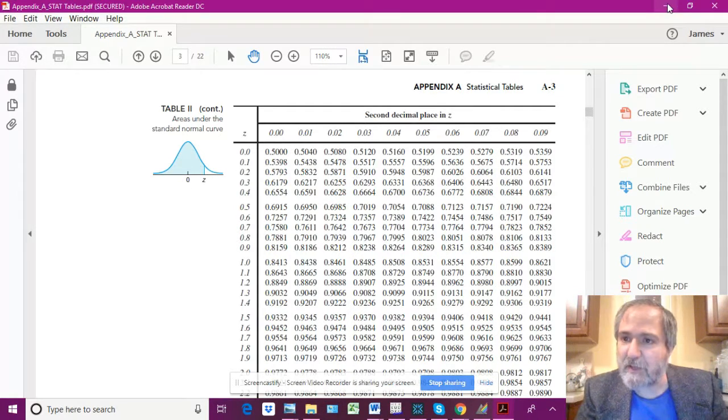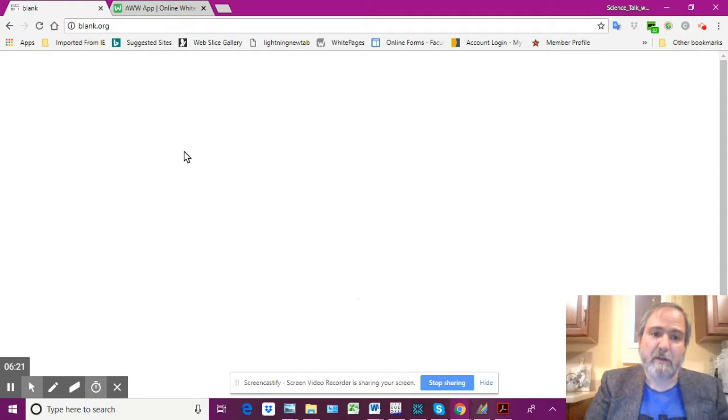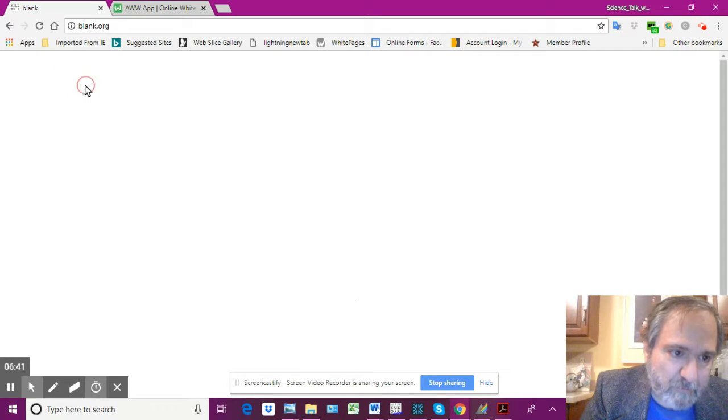So what is the z-score? The z-score is a way to standardize your values, whatever your observations are. You have a set of observations, you want to calculate a mean and a standard deviation. The z-score will then allow you to take whatever your observation is and calculate a standardized z-score. Now, it's a very easy formula.